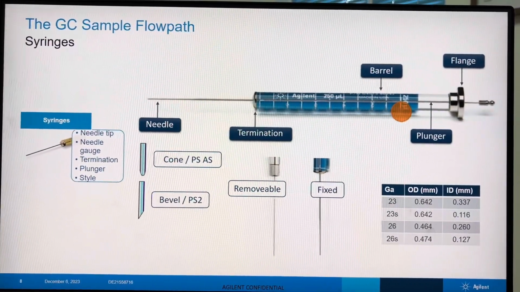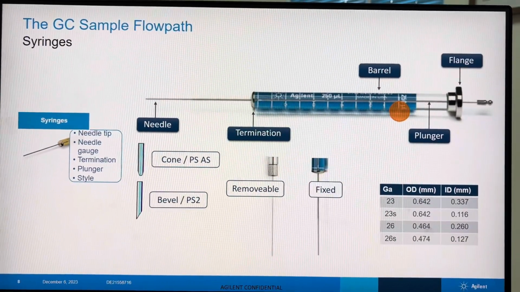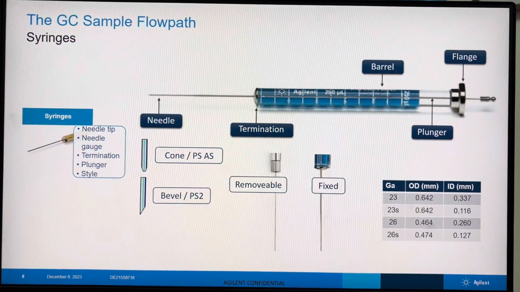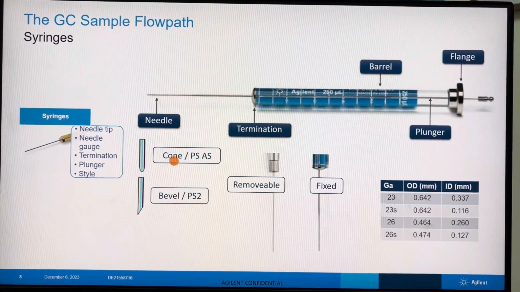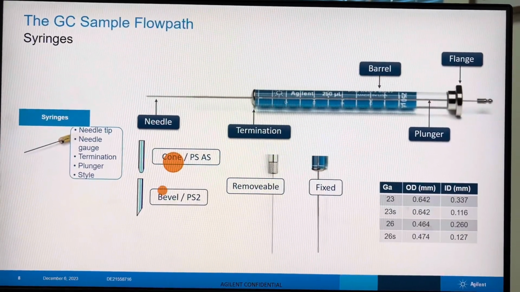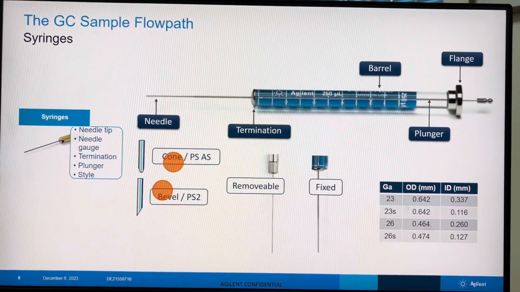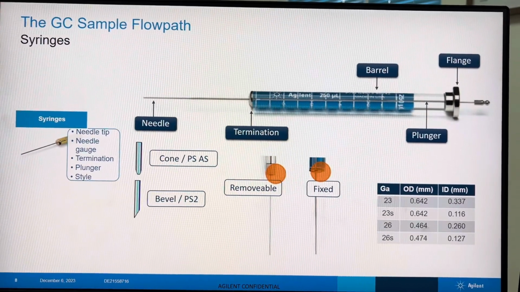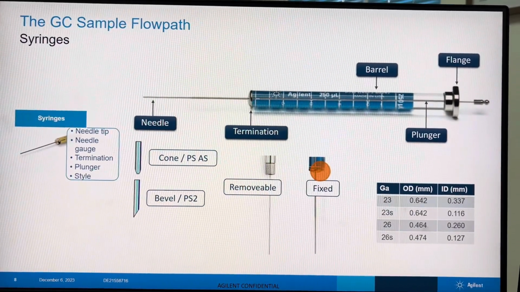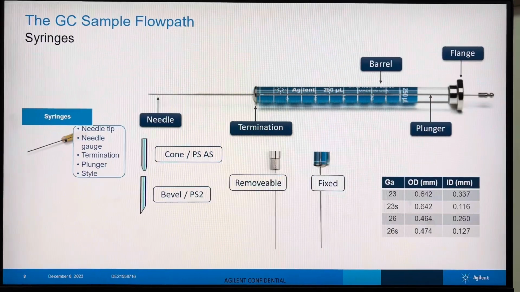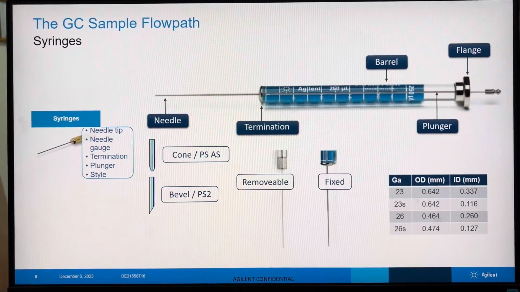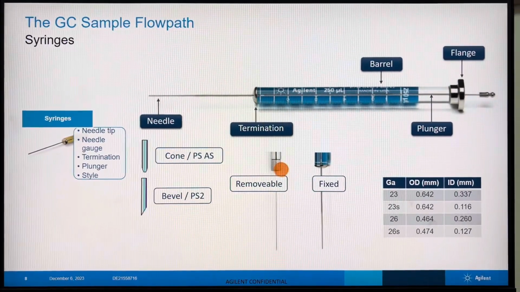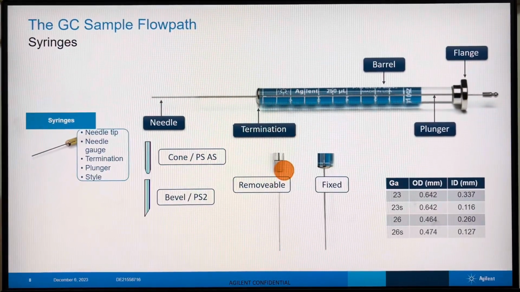There are different types of needle types, cone and bobette types. You can use them, and for termination, removable termination and fixed termination. Most of the time, autosampler syringes will have a fixed termination, and removable can also be used. And then there are different luer lock terminations available. Those are for gaseous injection. Those are also called gas type syringes.